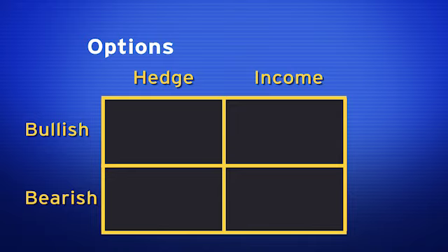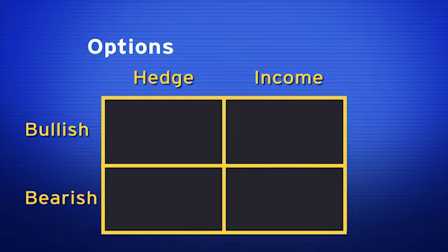So I've got this box broken into 4 quadrants. The top 2 quadrants are bullish. The bottom 2 quadrants are bearish. The left-hand column is to hedge. The right-hand column is to generate income. What could I do with options to hedge? I'm going to buy options to hedge. What could I do with options to generate income? I'm going to sell options to generate income.